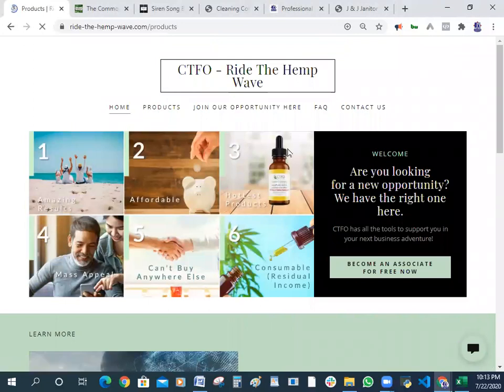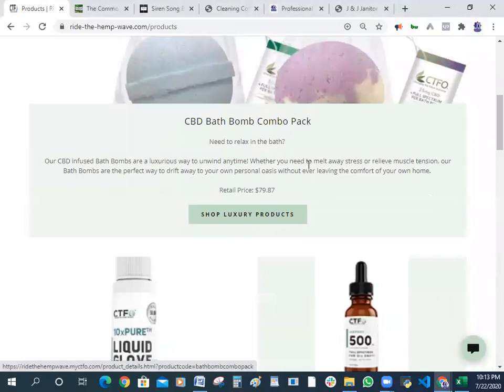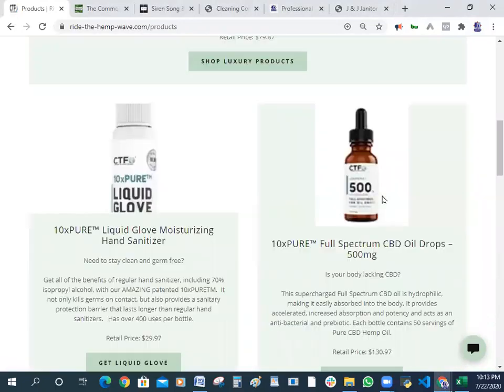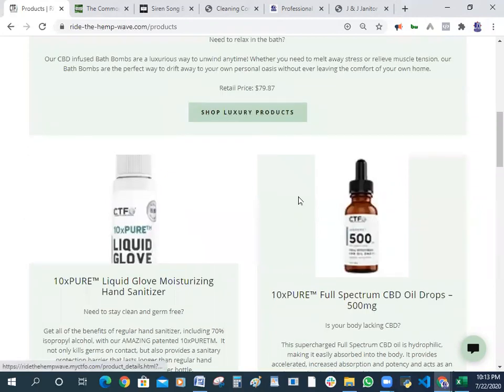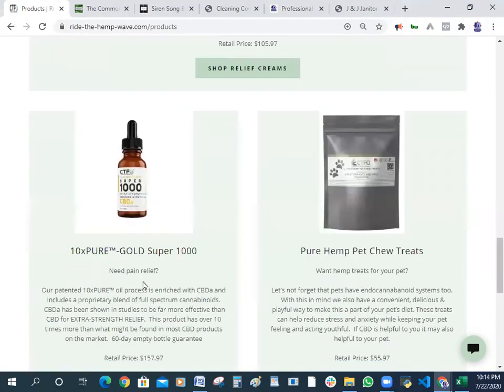I use GoDaddy to build the site, and then I also made it possible for the different products to be made. There's the CBD bath products. There's hand sanitizer because of everything going on. I thought that would be a good product to use. And here's some of the oil drops or pain relief cream that has the CBD in there that is known to help with things like that.